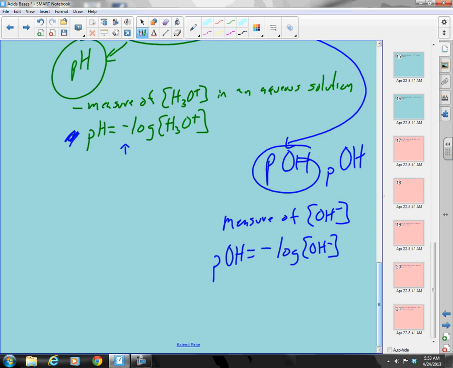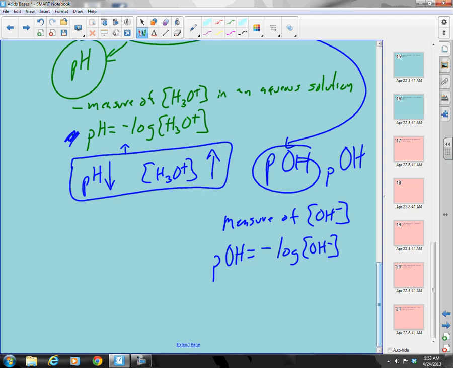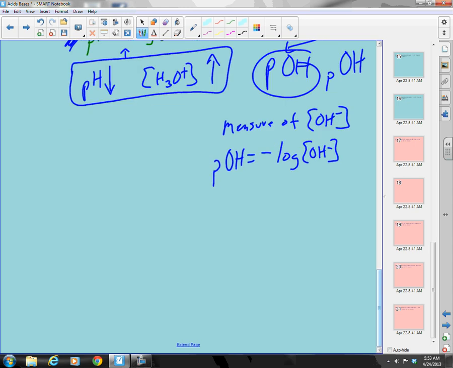Also, there's a negative sign here, right? So that means as my hydronium concentration goes up, my pH goes down. There's an inverse relationship between pH and hydronium. And we might as well get into that right now. Let's talk about how we can look at pH and back to our question of acidic, basic, and neutral.